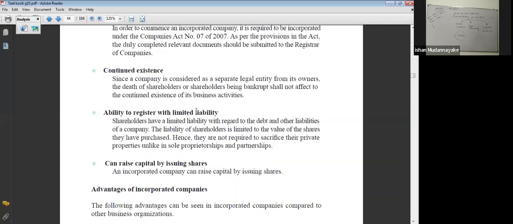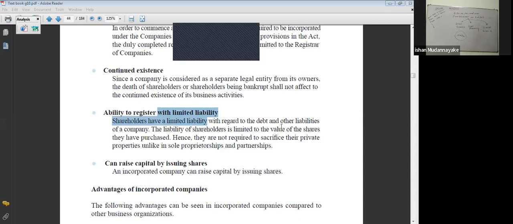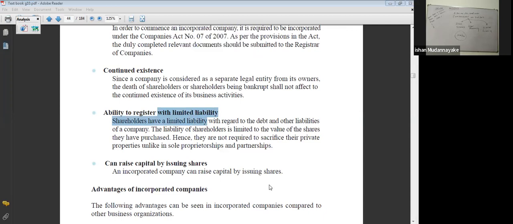Then the third one. Tisasna, third one. Ability to register with limited liability. Shareholders have limited liability with regard to the debts and other liabilities of a company. The liability of shareholders is limited to the value of the shares they have purchased. Hence, they are not required to sacrifice their private properties, unlike in sole proprietorships and partnerships.